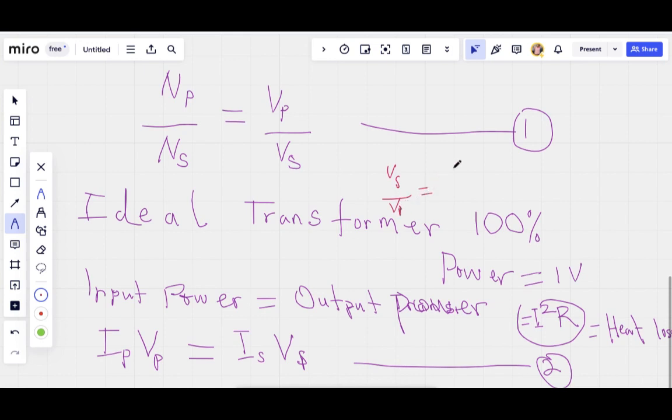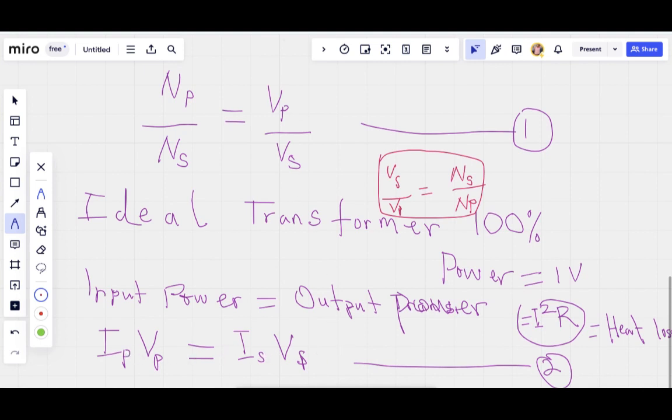If you start with VS over VP, it is equal to NS over NP. You must write NS on top, you cannot write NP on top, because your V was S. You are starting with the secondary, so the number of turns for the secondary must also be on top. So you say NS over NP. It's the same thing whether you start with the V or the N, the primary or the secondary. When you solve, you get the same answer. And therefore, for an ideal transformer, input power equals output power, which means IP VP equals IS VS.